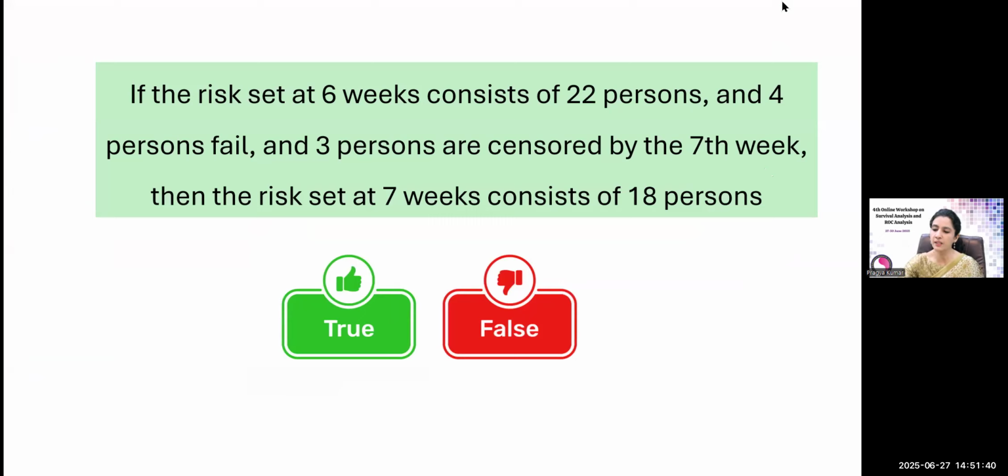Ideally we should have given it in the form of a table, but if the risk set at 6 weeks consists of 22 people, and 4 persons fail and 3 persons are censored by 7th week. So on 7th week, if you see that 3 persons are censored and 4 persons are failed, then if I say that the risk set at 7 weeks consists of 18, is it true or is it false?